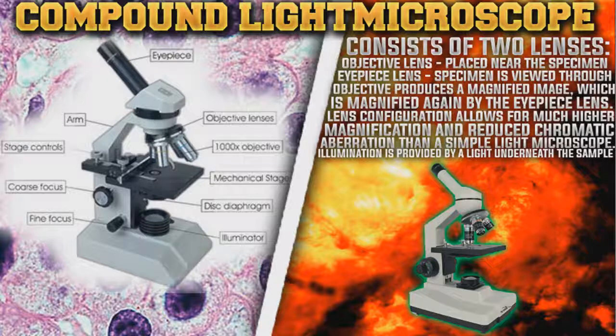This configuration of lenses allows for much higher magnification and reduced chromatic aberration, and so that's much better than a simple light microscope because you can get more detail, and they are illuminated by light that's underneath the sample. So that's how a light microscope works. Let's move on to the next one.